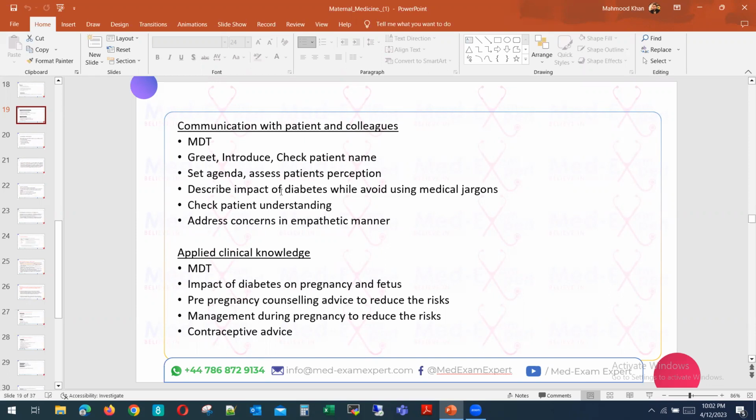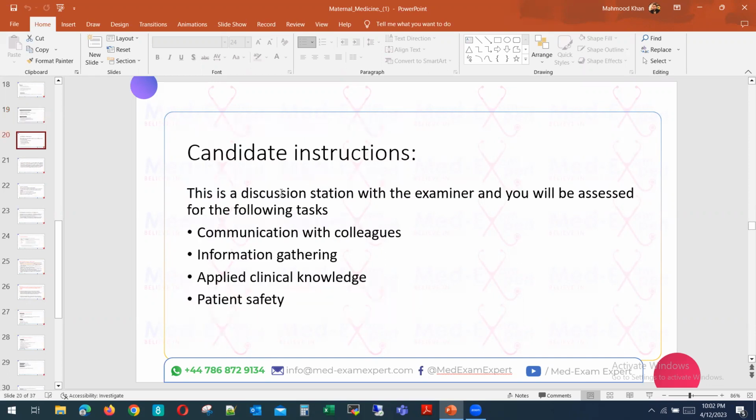Then coming to the applied clinical knowledge. So applied clinical knowledge was MDT, the impact of diabetes on pregnancy and baby, the preconception counseling advice, and the management during pregnancy. And then, of course, the most important, the contraceptive advice as well. Okay, so that was all about diabetes.